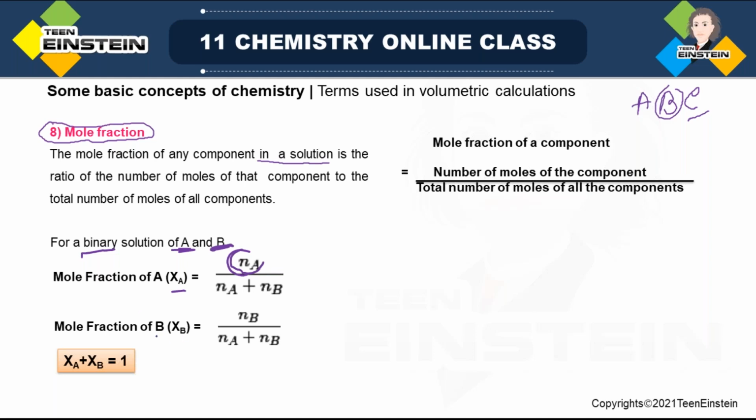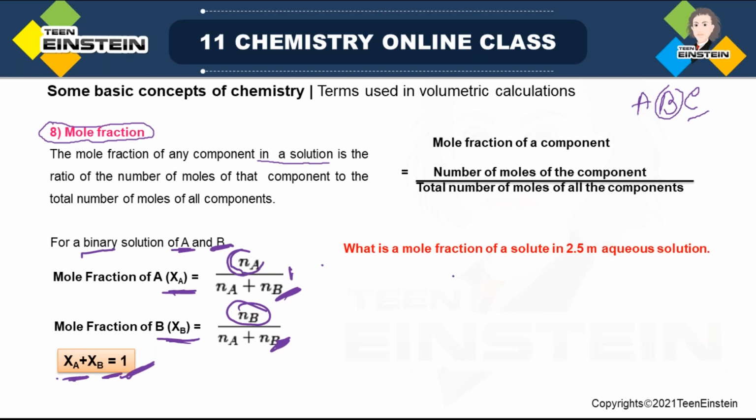Then the mole fraction of B, capital XB, is the same thing; in the denominator we have not changed anything, only the numerator is changed. Now it is the number of moles of B. Okay, and you can easily understand from these two equations, equation number 1, equation number 2, that if you add these XA and XB, basically it will always be 1. Not just for binary, even if it is more than 2, A, B, C or A, B, C, D, if you add the mole fractions of all the components, XA, XB, then XC, XD, whatever it is, it will always be 1. Fine.